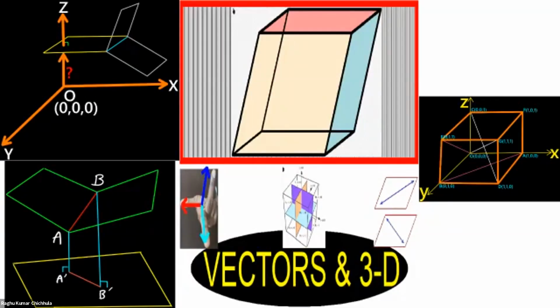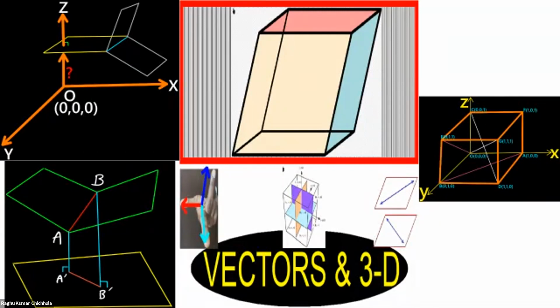Let us start the session, vectors and 3D. First of all, in the introductory part of vectors and 3D, what I'd like to tell you is that there is no difference between vectors and 3D, except that a vector takes the direction and as well the magnitude, whereas we don't consider the case of direction in three-dimensional geometry. So that's the only difference, and the rest are all the same.